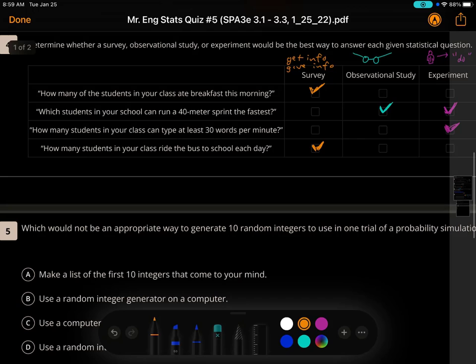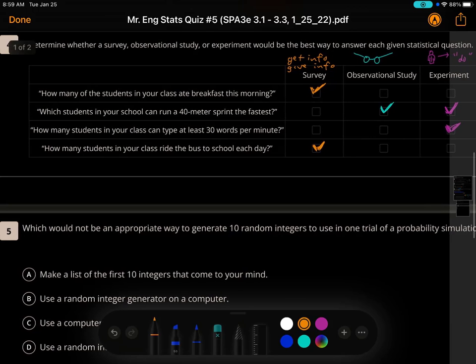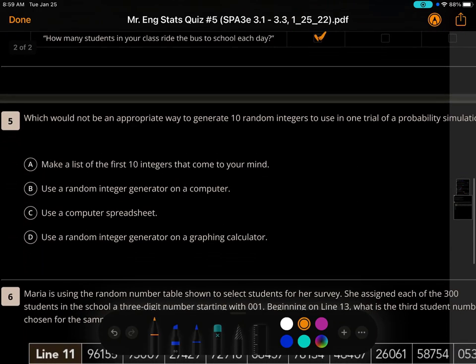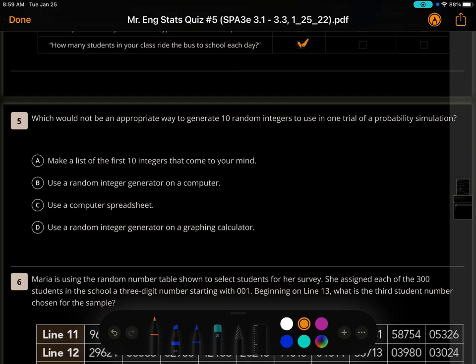Okay, question number 5. Which would not be an appropriate way to generate 10 random integers to use in one trial of probability simulation? So remember, simulation is kind of like pretend city here. Okay, A, make a list of the first 10 integers that come to mind. No, we don't want to do that. So remember, which would not be an appropriate way.